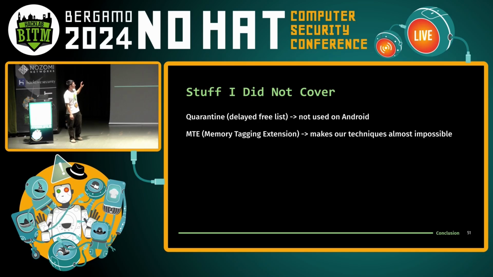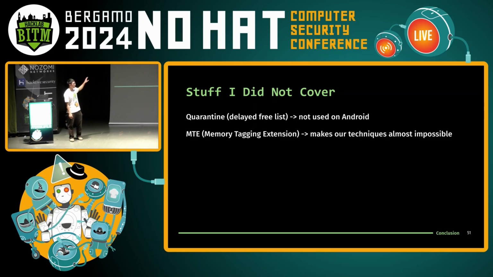Basically, there are a few things about Scudo I didn't cover. Scudo has a quarantine mechanism, which is a delayed free list to make exploiting use after free harder. There's some other research that actually covers this much more, but I glossed over this because it's actually not used on Android, and because it has a huge performance impact, I don't think it ever will.